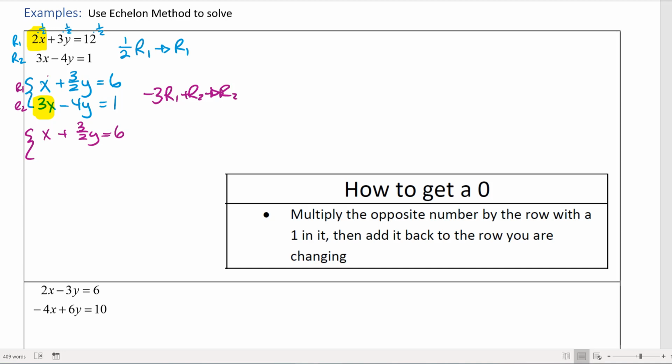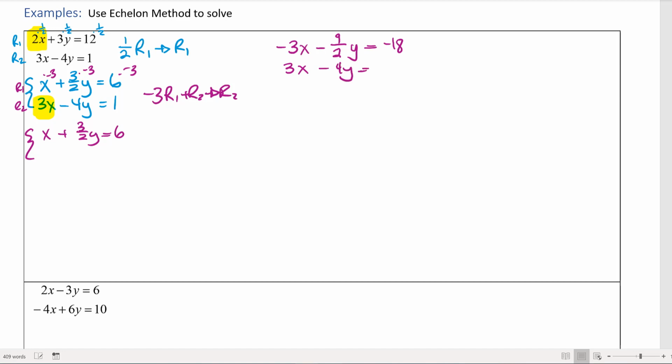Remember, I've decided to multiply everything by -3, so I'm going to multiply every single term in row 1 by -3. So over on the side here, I have -3 times x, which is -3x. -3 times 3/2. Remember, just multiply the tops. That's -9 over 2, and that doesn't reduce. y equals 6 times -3 is -18. I'm going to add row 2 to that, so I'm just going to put row 2 right up underneath it. The x's add to 0, and I get the 0x that I want.